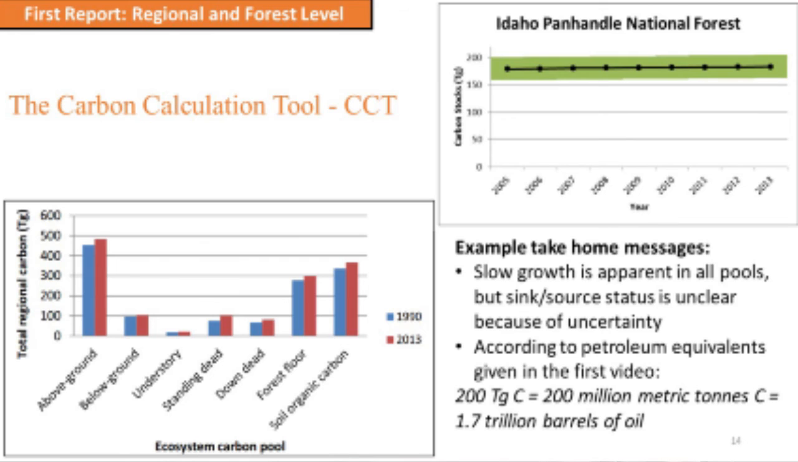If you were to use the conversion factors I presented in the first video, this 200 teragrams of carbon in this forest, which you find in this graph, is about equal to 200, well, it is equal to 200 million metric tons, or 1.7 trillion barrels of oil worth of carbon that this national forest is storing.